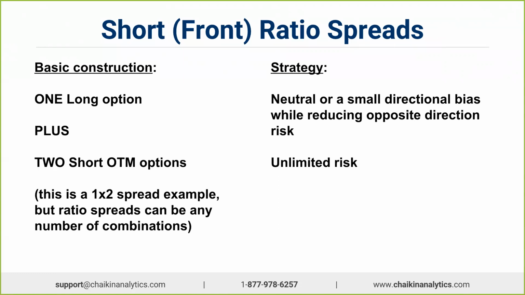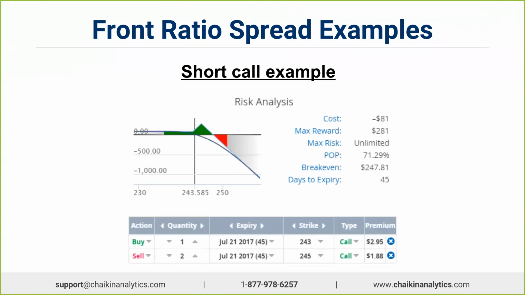The amount of money you take in on the 2 short legs should be more than the money that you pay on the long leg. And then again, you want to manage your risk and profits very carefully. So this is a short call example on a front ratio spread where we are buying 1 at the money and then selling 2 out of the money. When we do it for a credit, you see it reduces all of the risk down.